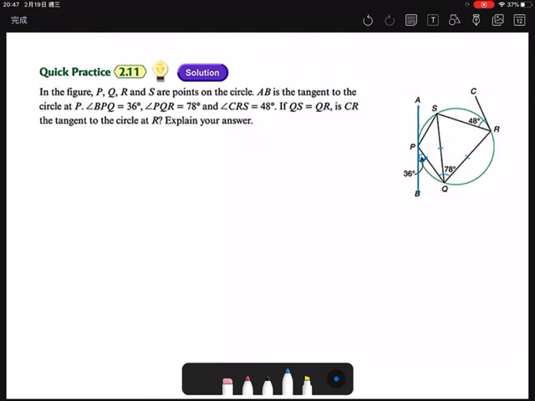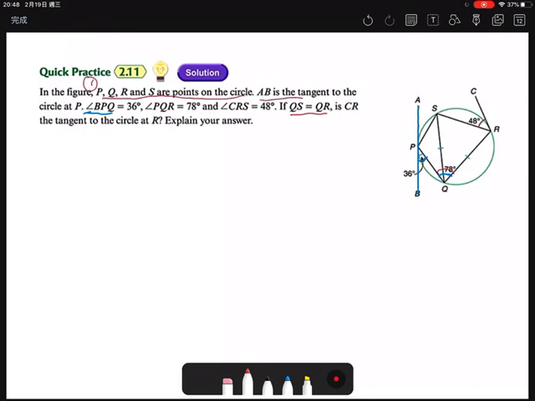Okay, so tangent angle. Later you can use it. Angle BPQ is 36 degrees, angle PQR is 78 degrees, angle CRS is 48 degrees, and QS equals QR. Okay, let's look at the given conditions.